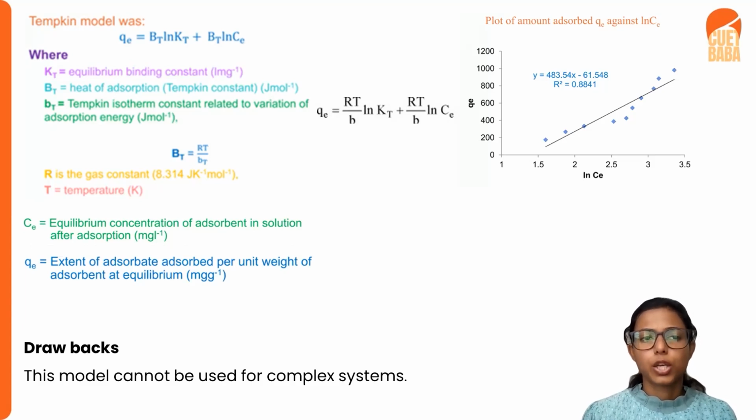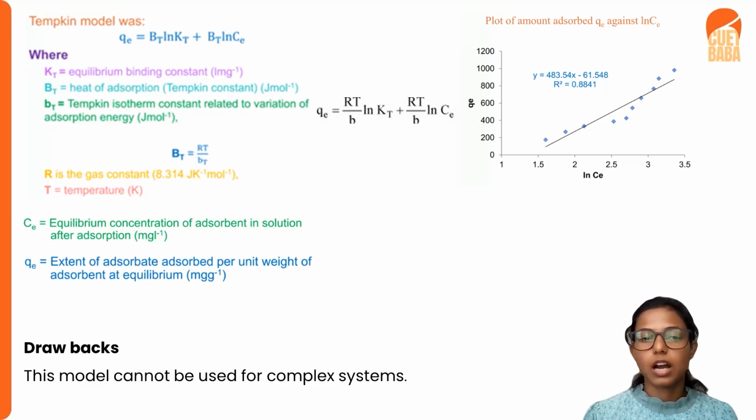And here QE is the same as x by m. We have seen in the previous Freundlich adsorption isotherm a term called x by m. It is the same as QE. And CE is the equilibrium concentration of the adsorbate in the solution after adsorption. And QE is the adsorbate adsorbed per unit weight of adsorbent at equilibrium. And BT can be derived from the small bt equation by BT is equal to RT by bt, where R is the gas constant and T is the temperature at which the adsorption occurs.